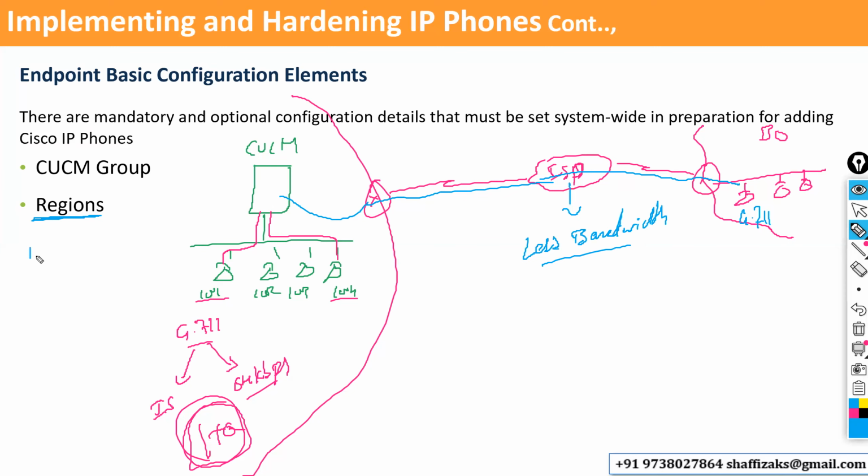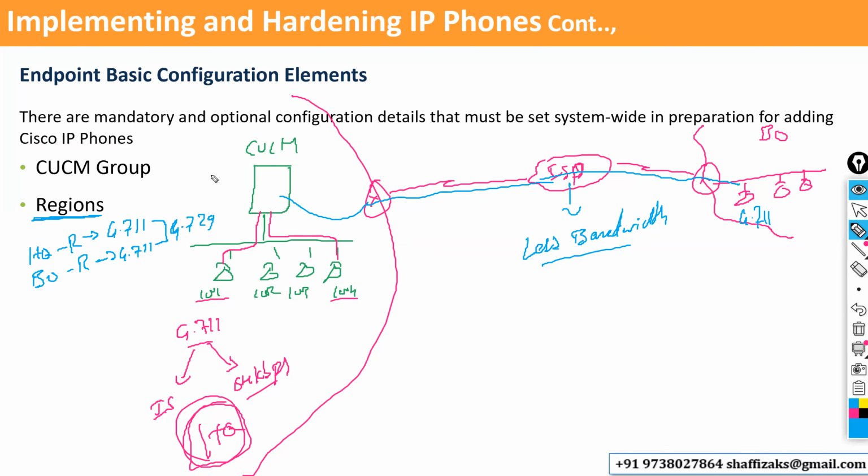For example, I'm creating a headquarter region and a branch office region. Two regions I have created, one region for headquarter, one region for branch office. Then I have defined within the headquarter which codec to use: G.711. Within the branch office, G.711. But to communicate from headquarter to the branch office, I'm defining the G.729 codec.